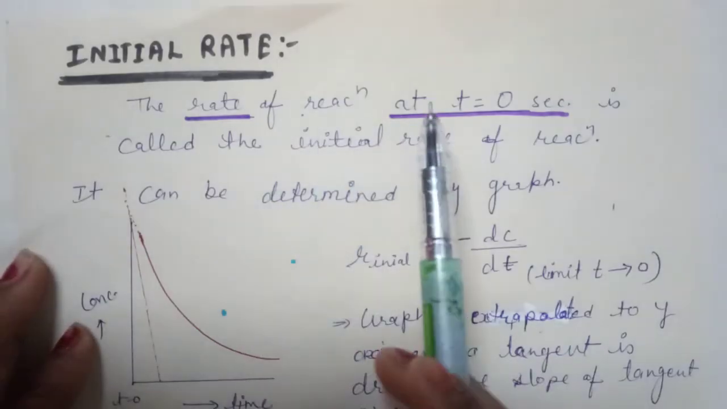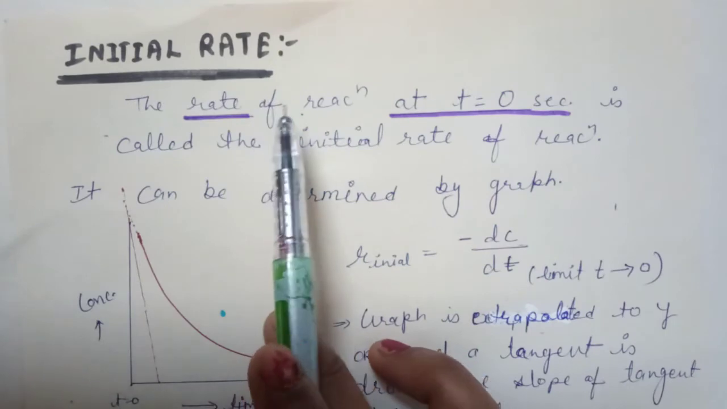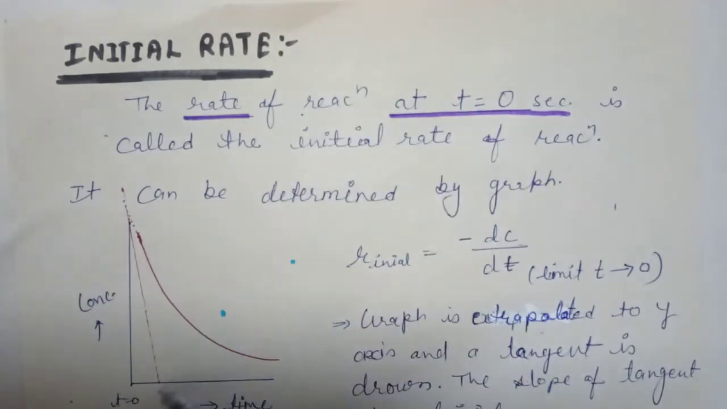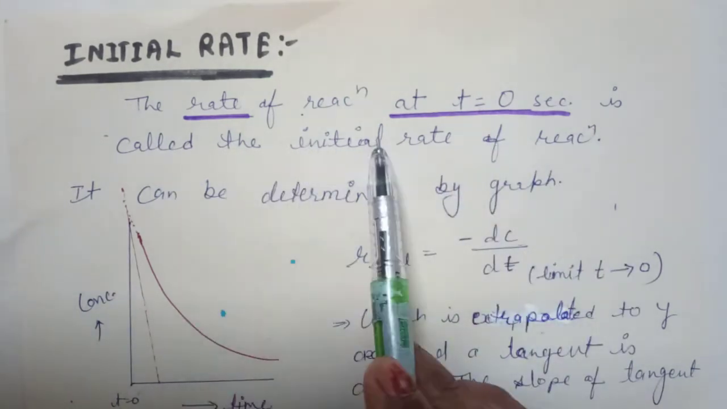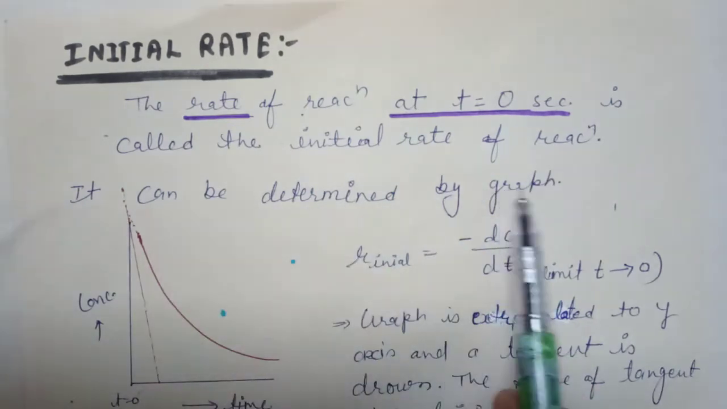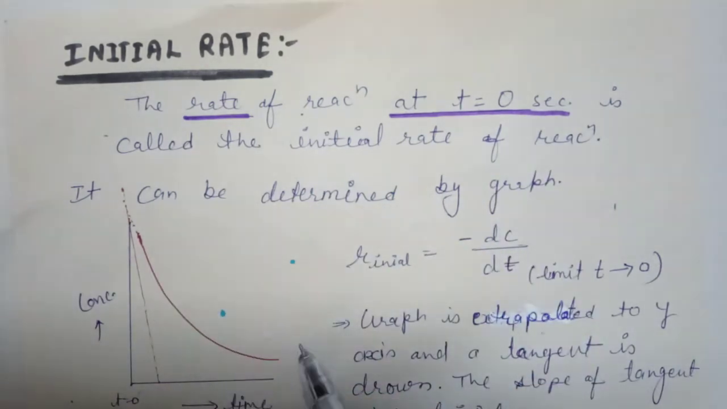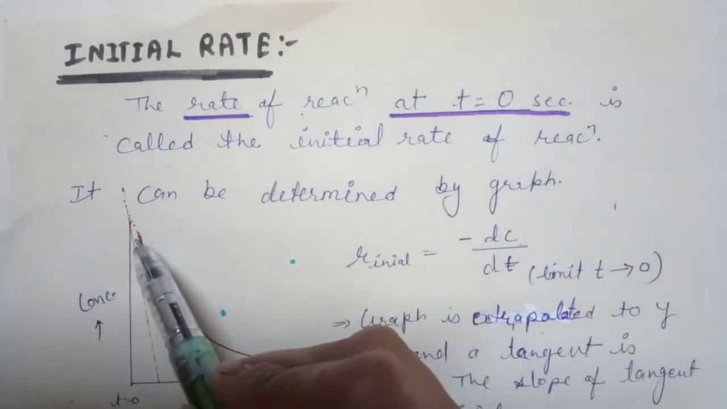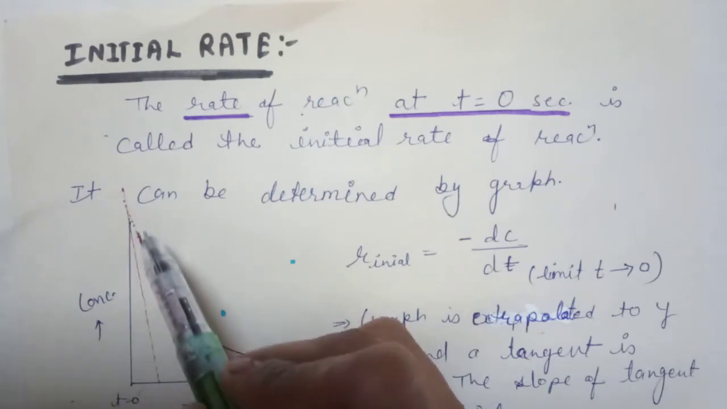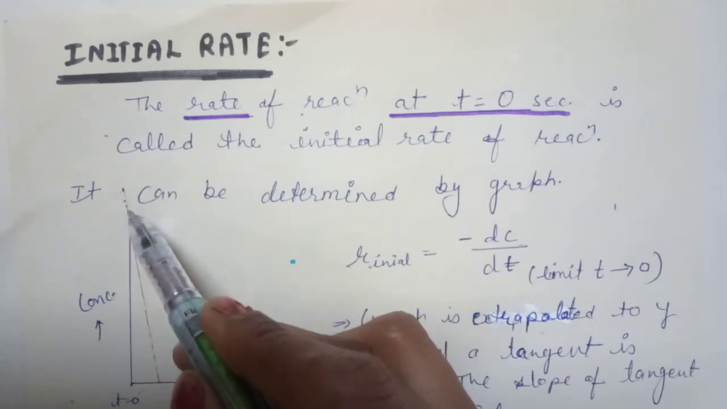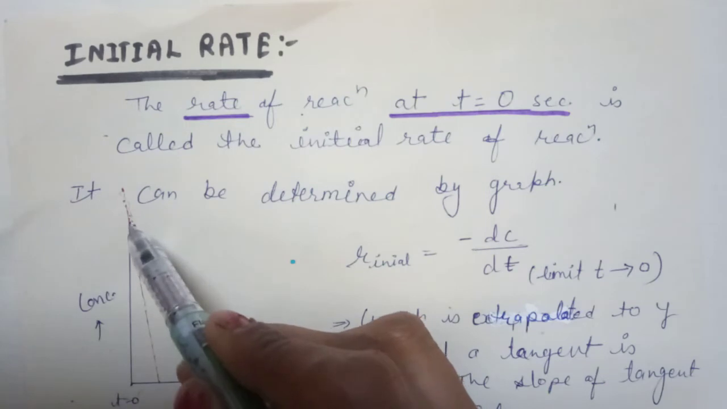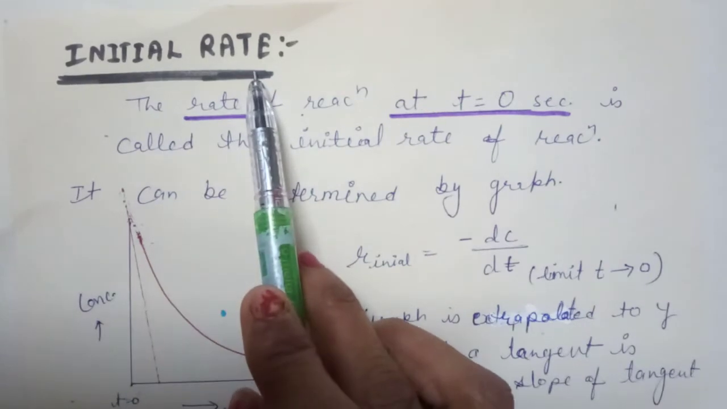Clear? The second one is the initial rate of reaction. Initial means in the starting. The rate of reaction at t equal to 0, when the reaction is just about to start, is called the initial rate of reaction. It can be determined by the graph. See, this is the general graph of reactant concentration and time. We extrapolate this graph to the concentration axis, the y axis, and then we draw a tangent on this curve. Then the slope of this tangent gives the initial rate of reaction.